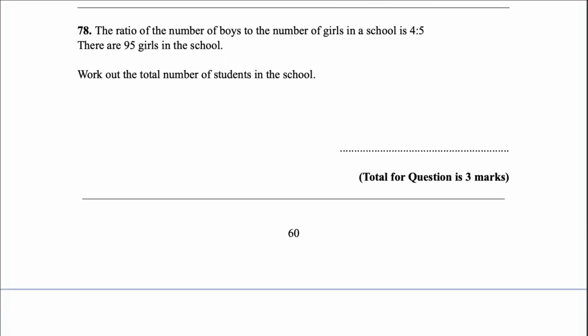Question 78 says the ratio of the number of boys to the number of girls in a school is 4 to 5. There are 95 girls in the school. Work out the total number of students in the school. So what's missing in this question? We want to know the number of boys. How can we do that?